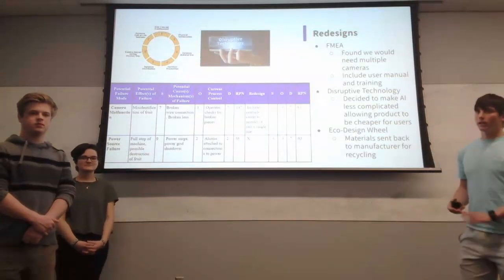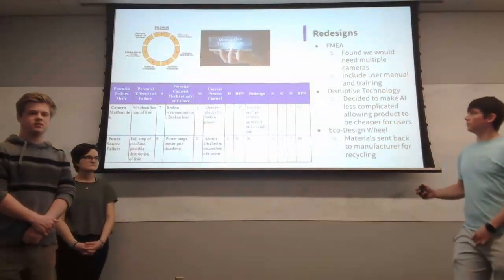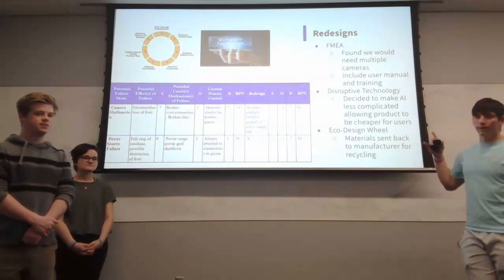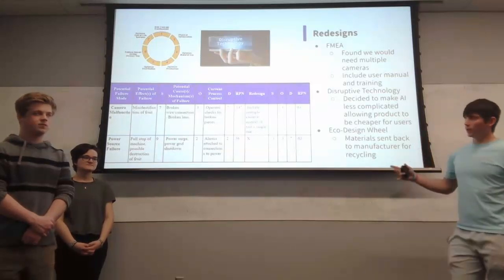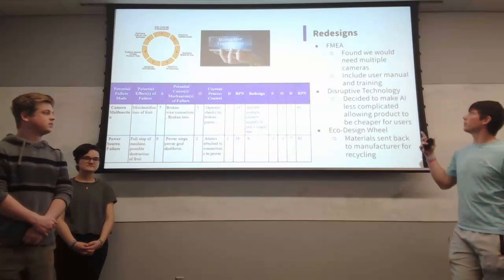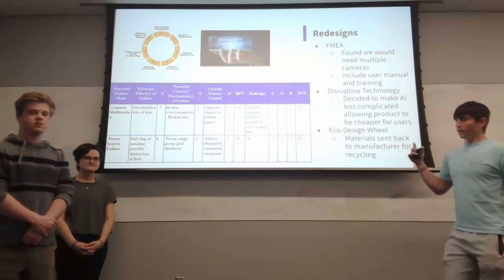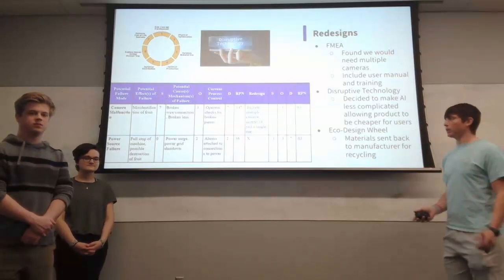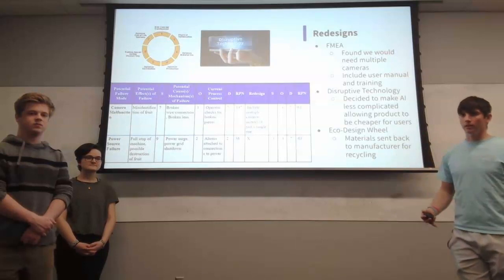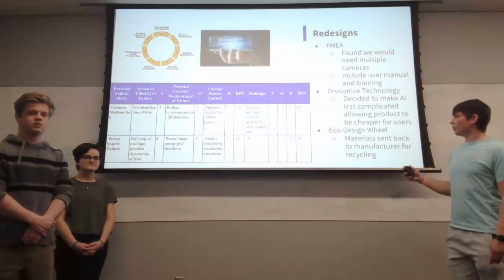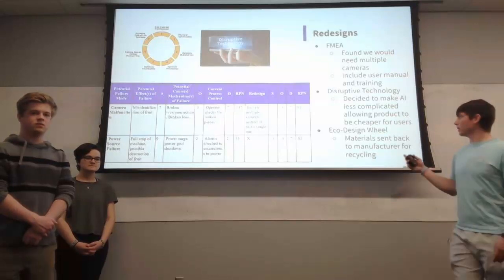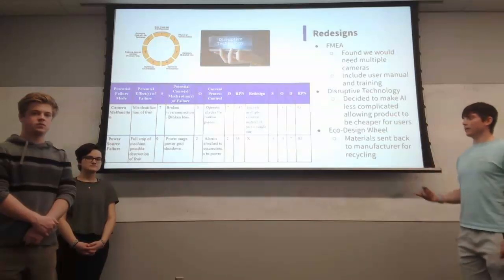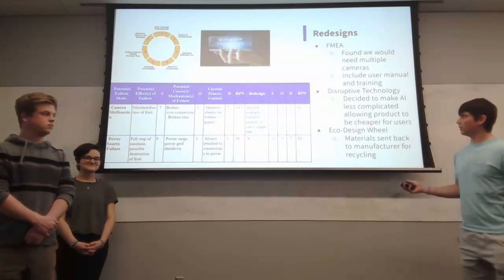Okay, so we had three main redesigns of our project. We used the eco design wheel, disruptive technology, and failure mode effect analysis. Each one came out to some different redesigns. Failure mode effect analysis came up with us needing multiple components like cameras and stuff like that, so that if something fails or breaks, there's backups. Disruptive technology came down to, hey, we need to lower our costs so that we can be disruptive in the market. And then the eco design wheel is, we looked at, hey, we need to be eco-friendly, so let's recycle our materials.